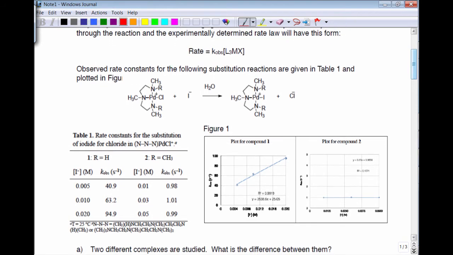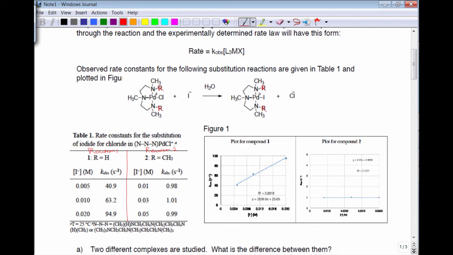And the first question, part A here, is just asking you what's the difference between the reactions for which the data are written here. So here we have two sets of data. This is reaction 1 and reaction 2. And for reaction 1, there's an R group that is H, so we're talking about this R group up here. And for reaction 2, the R group is CH3.